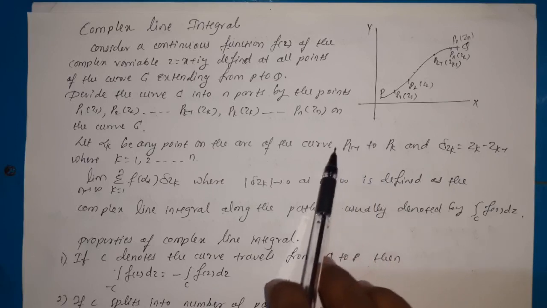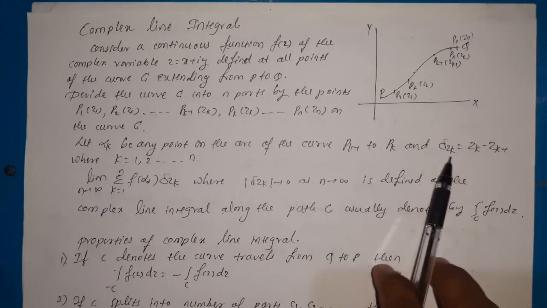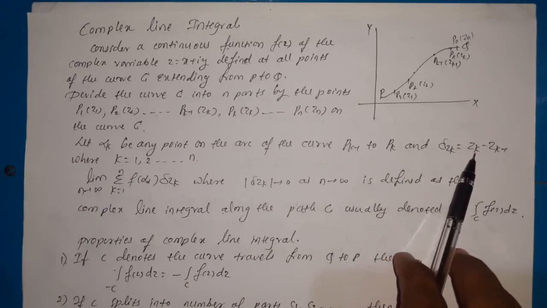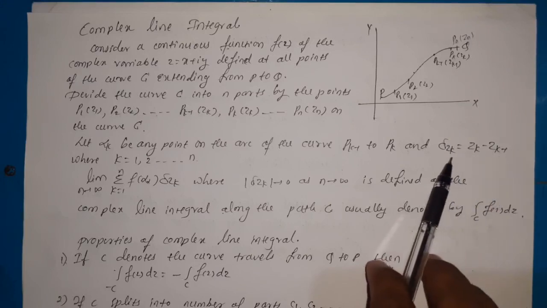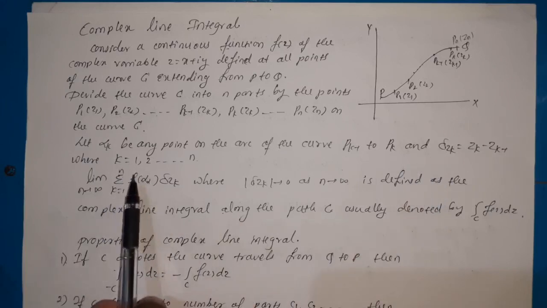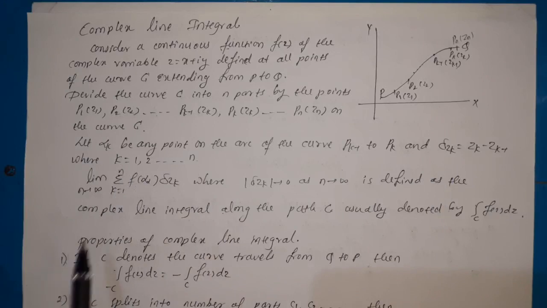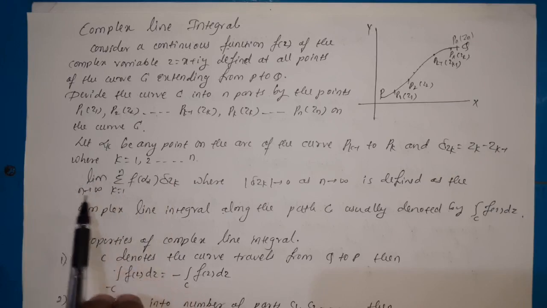In this region let us consider the point alpha k on that arc, and delta zk is equal to zk minus zk minus 1, the length of that arc, where k takes the values from 1 to n. Now consider the limit as n tends to infinity of the summation over k equal to 1 to n of f of alpha k into delta zk. This is nothing but a limit of a sum, and that limit of a sum will give the integral value.